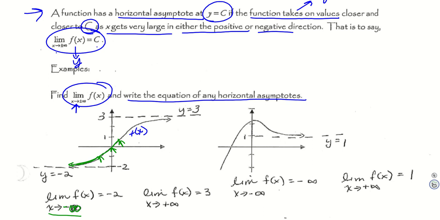As I follow along this graph as it travels to the left, my y coordinates are getting smaller and smaller. But the graph of my function is leveling out, closer and closer to negative 2. So my limit is negative 2, and I have a horizontal asymptote at y equals negative 2. Let's look at it the other direction.